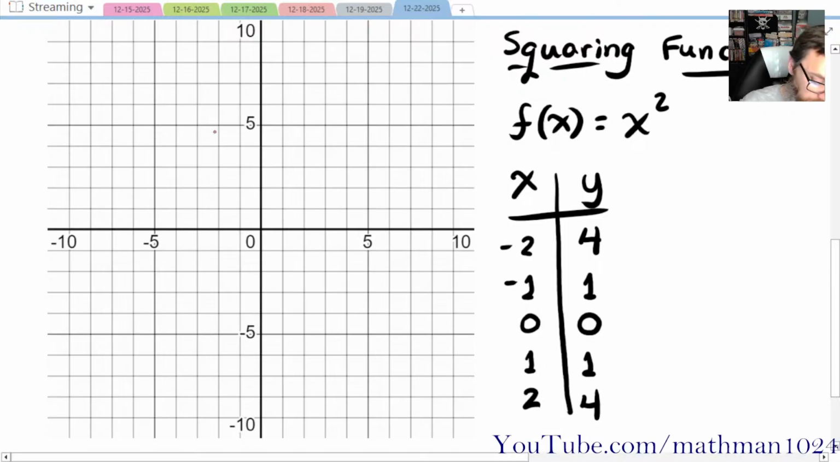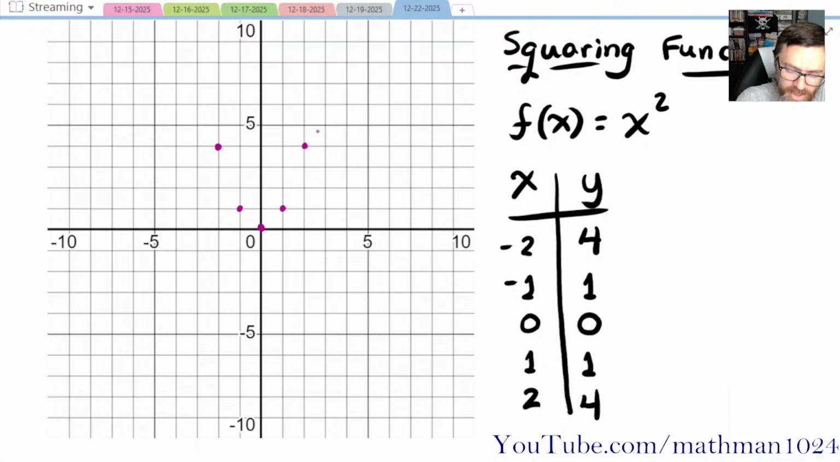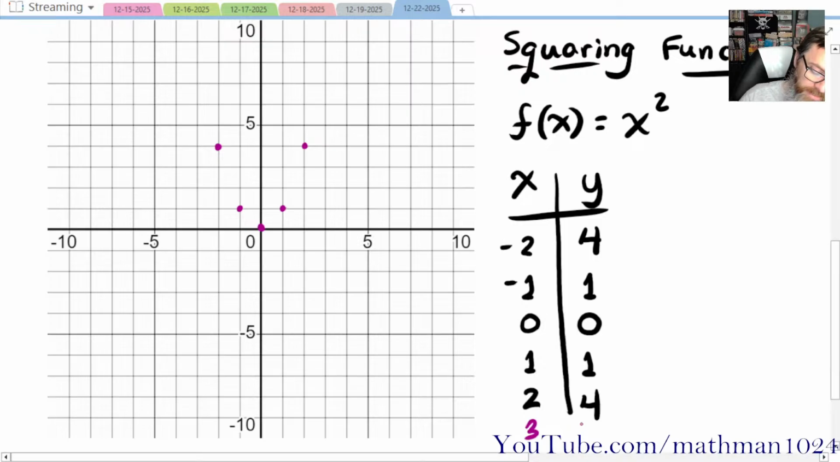So now if we plot these points: -2, 4; -1, 1; 0, 0; 1, 1; and 2, 4. We start to see that the shape is definitely not a line. And in fact, if we were to go one step further, we would plug in 3. 3 squared gives us 9, so it'd be all the way up here. And you'd have a similar point there on the left side. So for a squaring function, we end up with this kind of shape. Please make sure that you are drawing a nice, smooth curve.